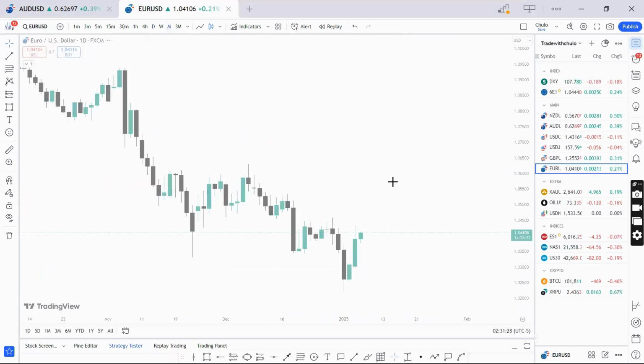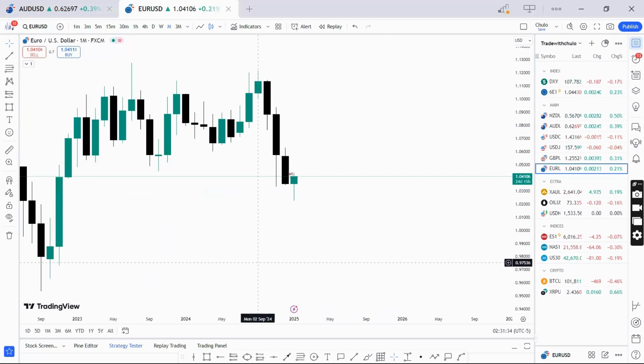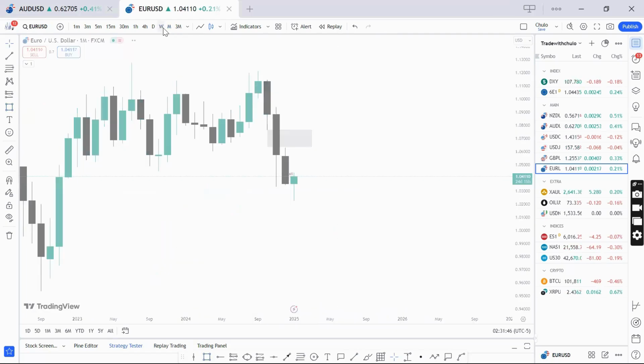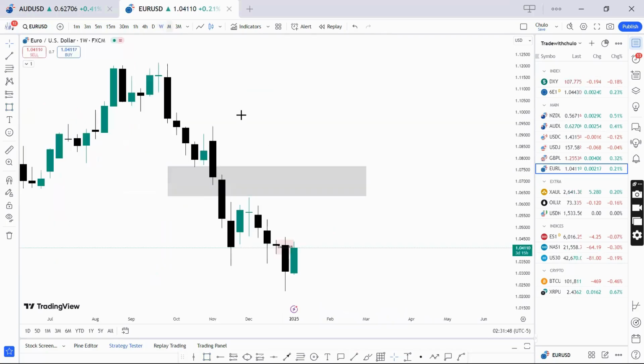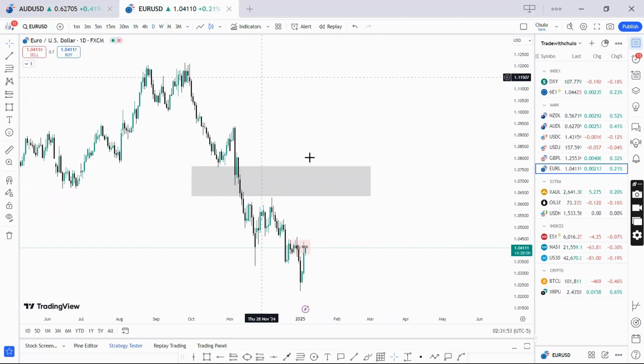Then EURUSD, starting from the monthly time frame. Now here on the monthly time frame, you can clearly see that EURUSD left a gap here on the monthly time frame. Dropping down to the weekly time frame, the daily time frame.